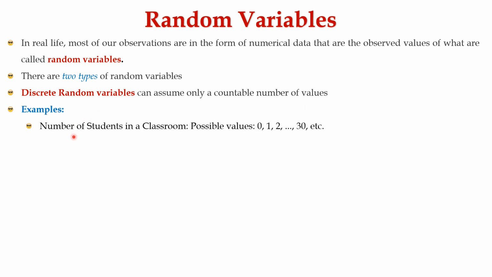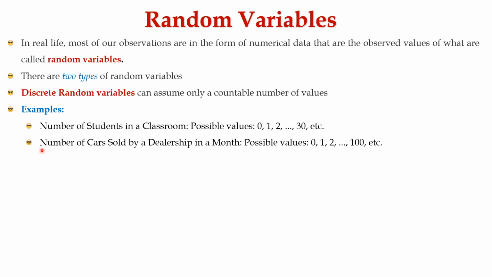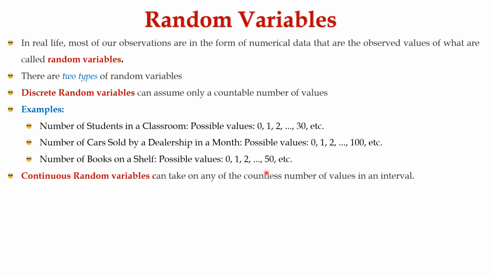Examples are the number of students in a classroom. The values can be 0, 1, 2, 3, up to 30 and so on. Number of cars sold by a dealership in a month. The possible values are 0, 1, 2, 3, up to 100 and so on. Number of books on a shelf. The possible values can be 0, 1, 2, 3, up to 50 and so on.